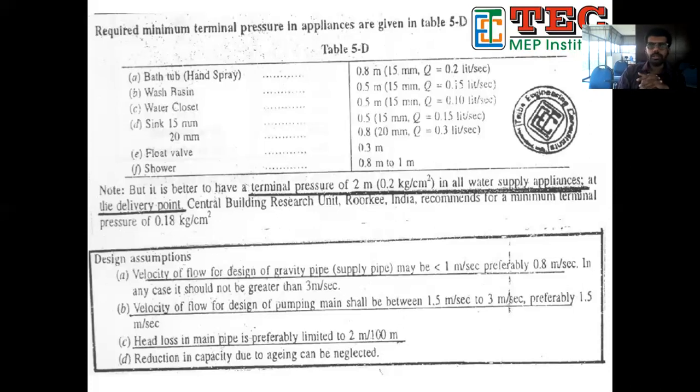The Central Building Research Institute in Roorkee recommends a minimal terminal pressure of 0.18 kilogram per centimeter square. So they are just recommending that a minimum terminal pressure of 0.18 might be enough. But it is better to have a terminal pressure of 2 meter or 0.2 kilogram per centimeter square. If you want to note this down, you can. If someone asks you questions regarding this, you should be able to answer.